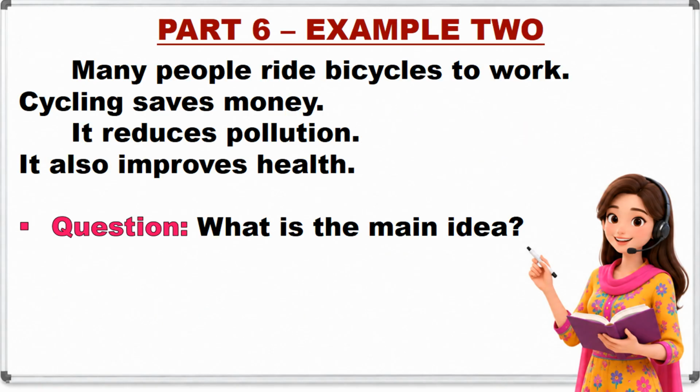Example 2. Read carefully. Many people ride bicycles to work. Cycling saves money. It reduces pollution. It also improves health. Question: What is the main idea? Let's check. Saving money. Reducing pollution. Improving health. These are all benefits.